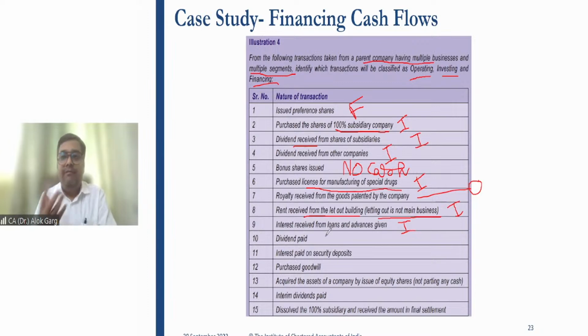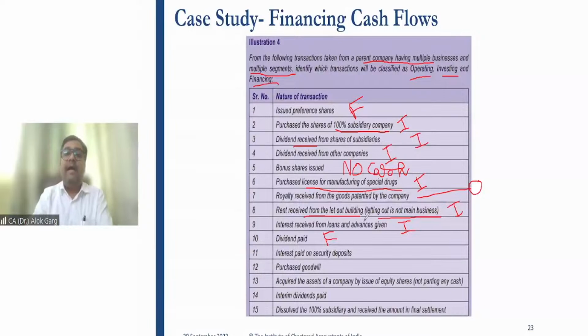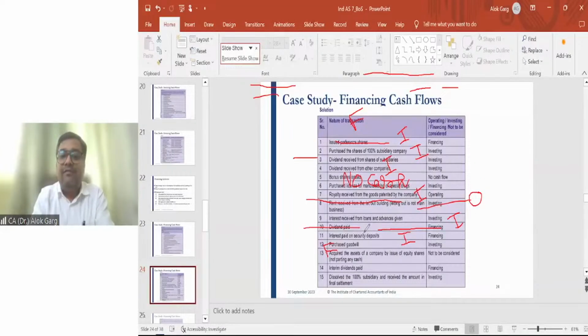Dividend paid. Dividend paid on what? Dividend paid to the shareholder on shares. It is a financing activity relating to the capital structure. Interest paid on security deposits. The company has received security deposits, right? And the company is paying interest. So probably to fund the operation, the company has received the security deposit and is paying interest on those security deposits. It is a financing item.